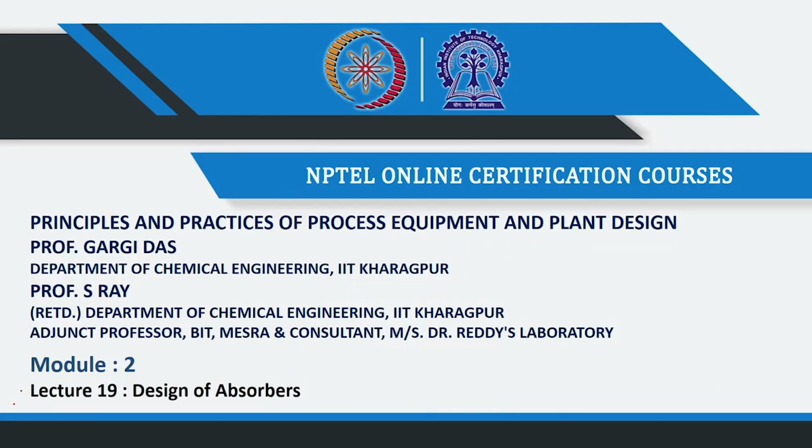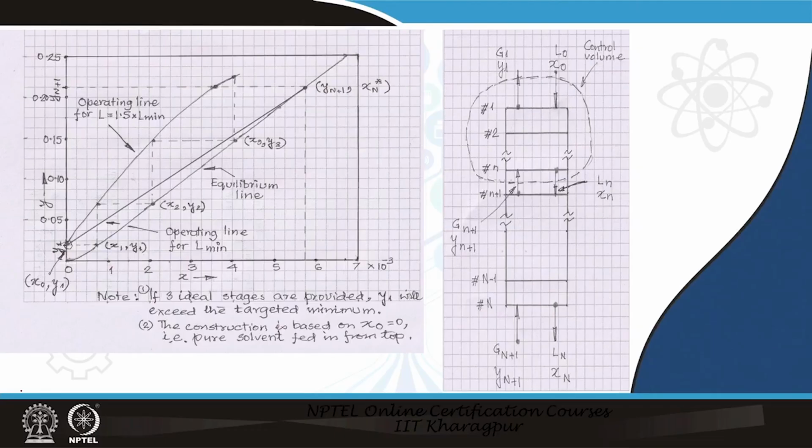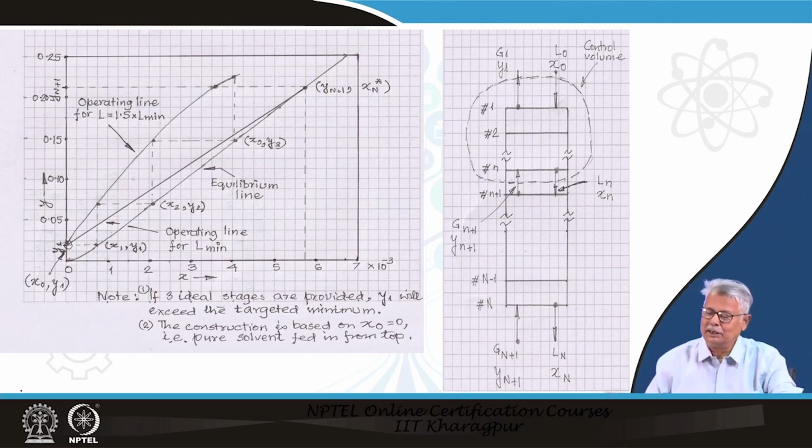So, we continue with our design of absorber session, and to start with, we have a very short recapitulation of what we talked about in the last class. This is the figure which you had seen, and where we had found out two things. We had found out basically L dash minimum.